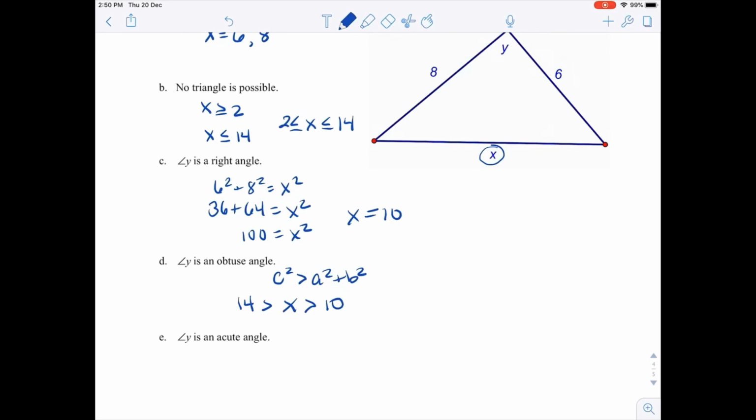Last one is if y is an acute angle. Well, if y is an acute angle and the triangle is an acute triangle, then we would have to say that x is less than 10, because we know that c squared has to be less than a squared plus b squared. But can it be anything less than 10? Well, no, because it has to be cut off at 2, because if it's less than 2, or even equal to 2, then we don't have a triangle at all.